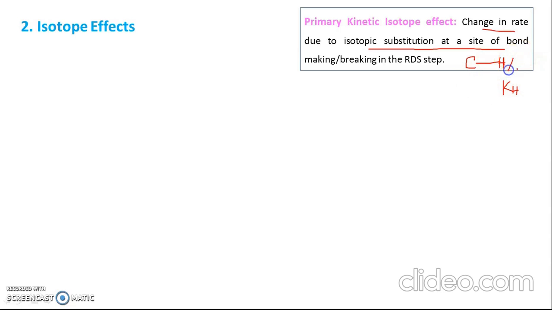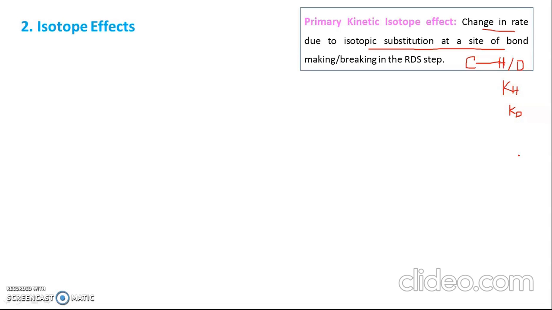So for that purpose, what we will do, we will change the hydrogen with its isotope deuterium. So the CH bond breaking energy and the CD bond breaking energy are obviously not the same. To break the CD bond, we require more energy. So now, the new rate constant that you will get, if CH or CD bond formation is involved in the RDS, obviously KD will now be less.